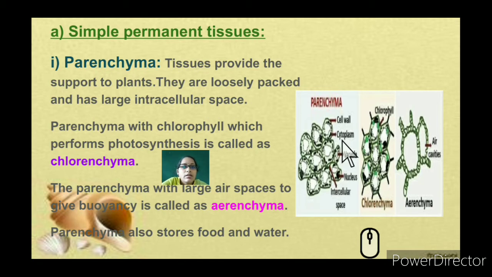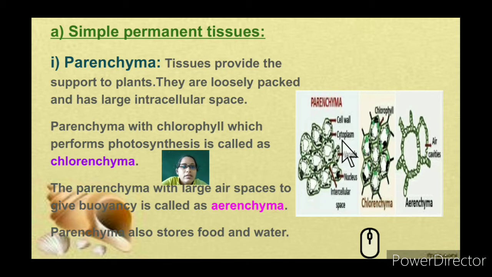So you can see parenchyma with chlorophyll. When a parenchyma tissue has chlorophyll and is able to perform the process of photosynthesis, it is known as chlorenchyma. The tissue that has chlorophyll, that is parenchyma, comes under simple permanent tissues. If this simple permanent tissue has chlorophyll, then it is responsible for food production in plants, that is photosynthesis, and it is called chlorenchyma.